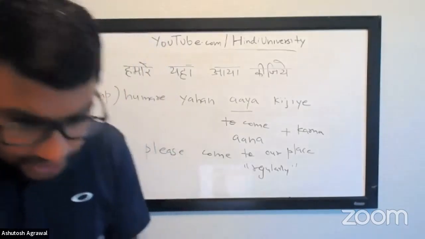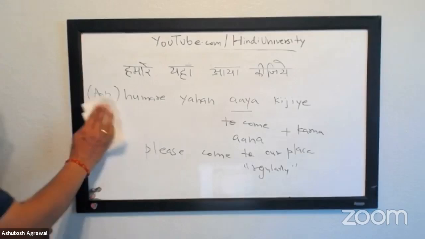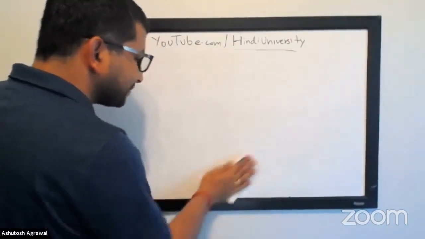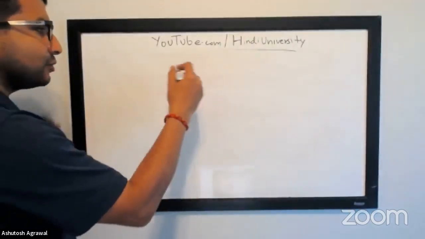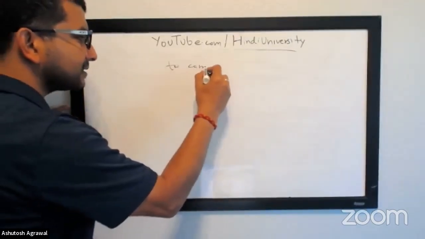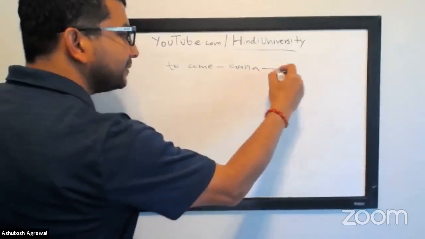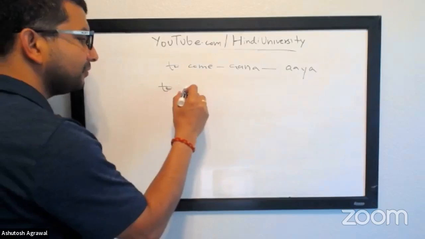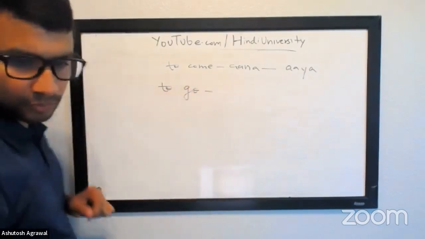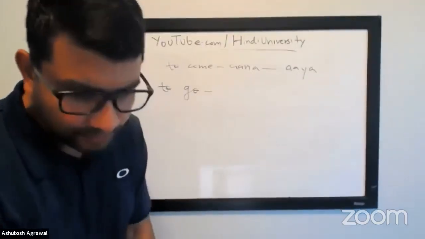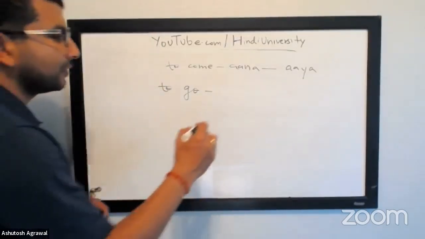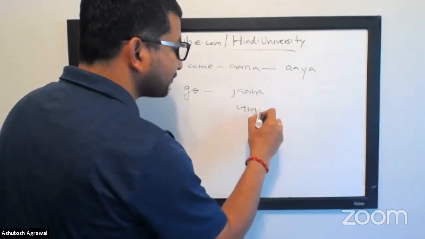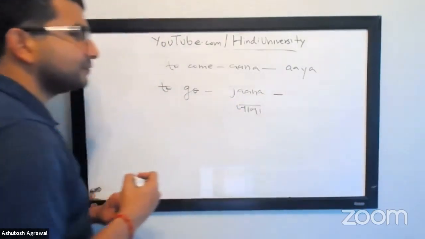Okay, so this one I'm going to shift the gear. Now, one thing I will mention here is an exception. Just like the verb to come is ana, and it becomes aya. What is the verb for to go? Linda ji, what is the verb for to go? Jana. Okay, jana. What is the perfective form of jana?